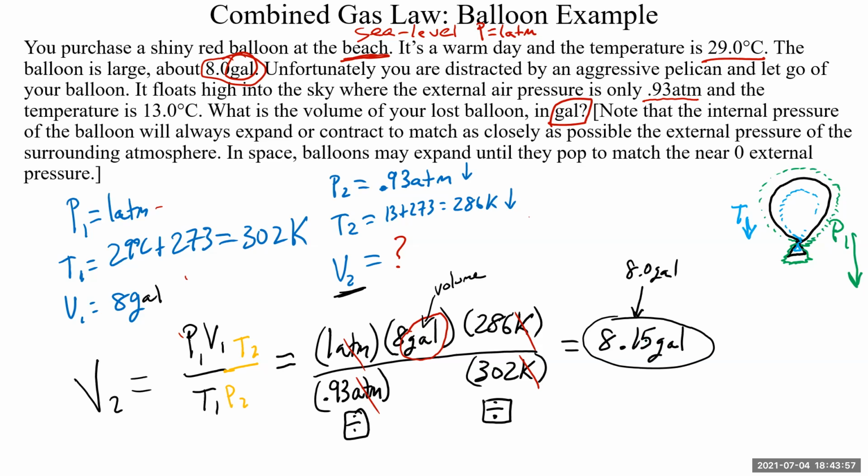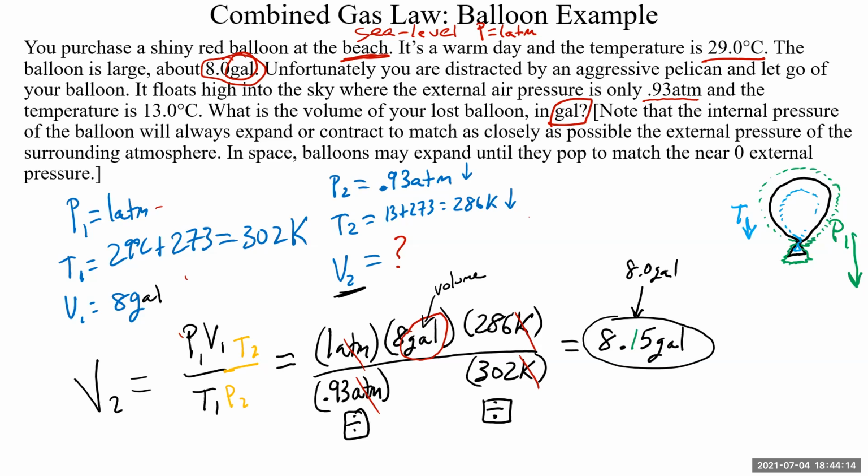So we can see it went from 8 gallons to 8.15. That's the way we know. Otherwise, look how close it was. I mean, 0.15 of a gallon is all it changed. So it was a pretty close call. It was almost a tie. They almost canceled each other out.